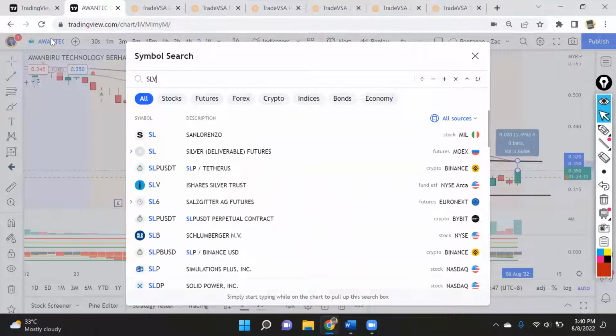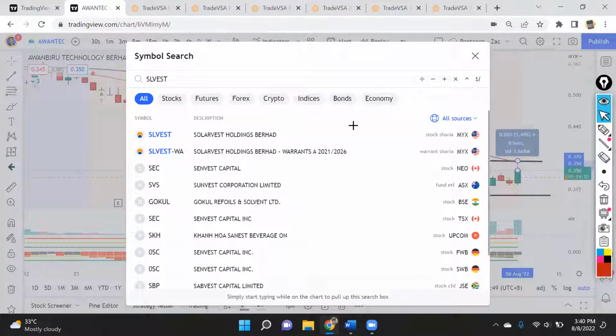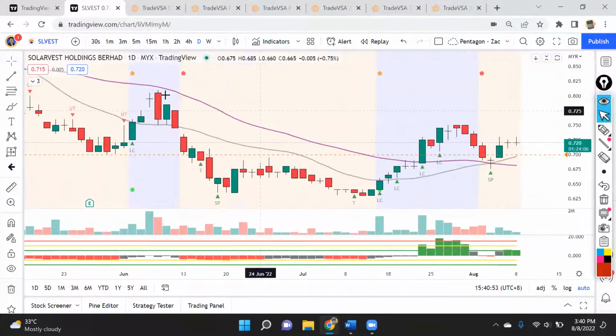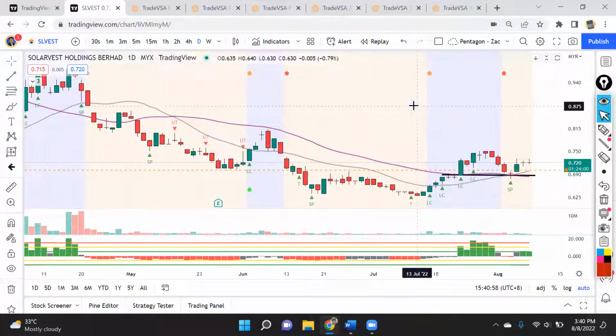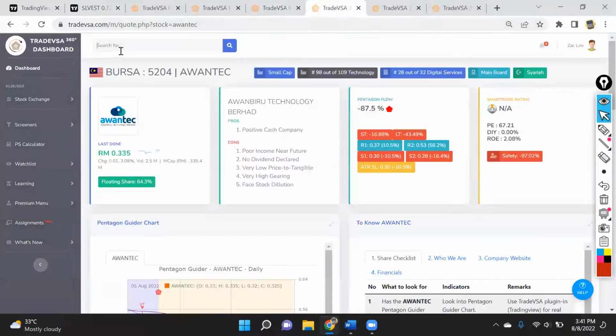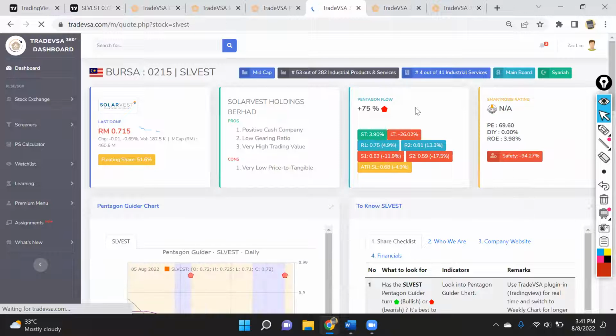Okay, last one before we close, let's go for Solar West. Solar West also has a nice line change over here with a spring. Let's go to our dashboard. For your support 1, it's around 12% risk. R1 is currently slightly close at 5%, and R2 is 13%. So let's say you're using S1 and R2, giving you around 1-to-1 risk to reward.